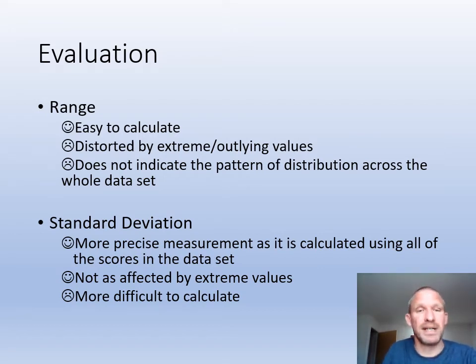Very much affected by extreme or outlying values, and it doesn't tell you anything about the pattern of distribution across the data set. It's a very blunt tool. Oh yeah, big range, but it doesn't tell you about what's going on within that. So that's why we use the standard deviation much more often in psychological research, much more precise. It's calculated using all of the scores. It's not as affected by extreme values, but again, you've got the flip side, which is it is more difficult to calculate. But most of the time, it's the standard deviation.